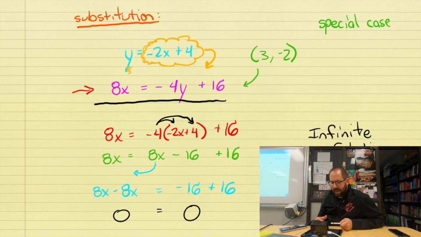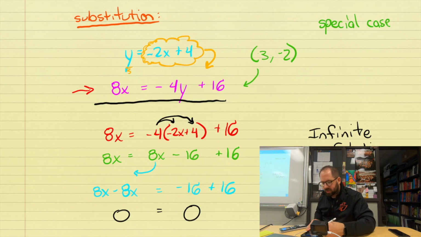I'd plug in a 3 for the x, so I'd get a 24 on the left side. And if I plugged a -2 in for the y, it would give me +8 plus 16, which is 24. So it actually works. So there's an infinite number of solutions. It isn't just one answer. There's an infinite number of them.